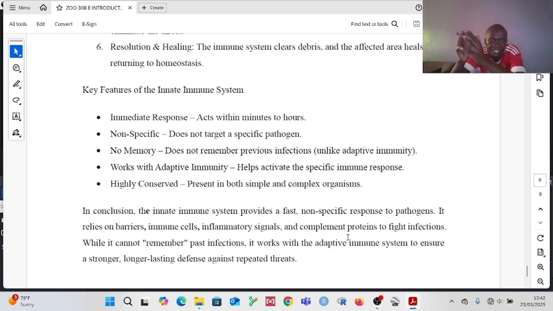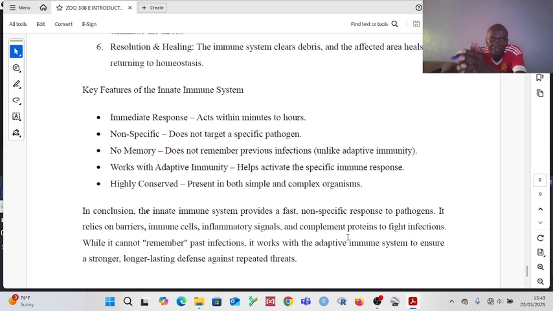But most importantly, it works with the adaptive immune system to ensure that there is a longer lasting and stronger defense against any repeated threat. So it does not work on its own, but it works hand in hand with the adaptive immune system. So that there is a longer lasting defense. If something wants to attack you repeatedly, now the adaptive immune system comes in to help, and it works hand in hand now with the innate immune system.